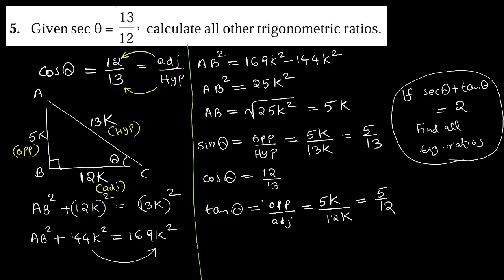The remaining three will be reciprocals of these three. Cosec theta is the reciprocal of sin theta. I have already written that. So reciprocal of 5 by 13 will be 13 by 5. Next, sec theta is already given in the question, but you may write it again. And finally cot theta. Cot theta is the reciprocal of tan. Reciprocal of 5 by 12 will be 12 by 5.